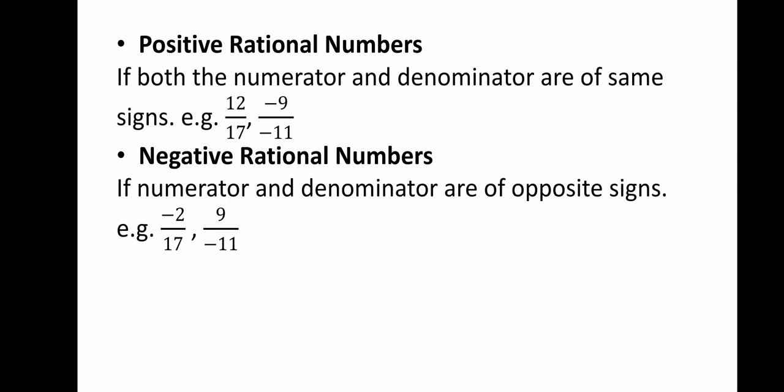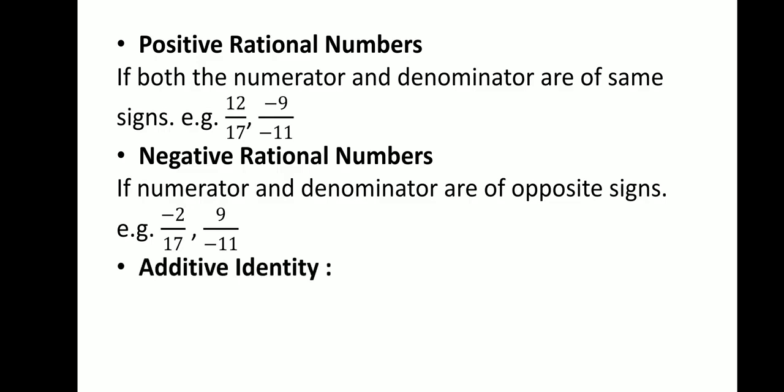Likewise, we can see in the examples also. The very first example is minus 2 over 17. Here, the numerator is negative and the denominator, 17, is positive. So it is a negative rational number. In another example also, the numerator, p, is positive, and q, the denominator, is negative. So it is a negative rational number.